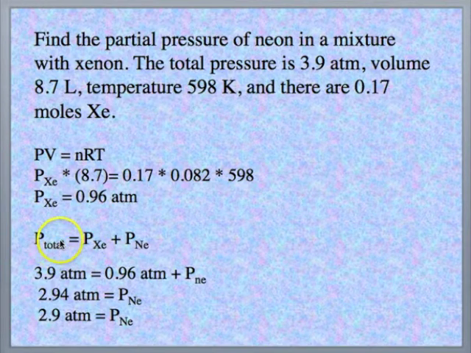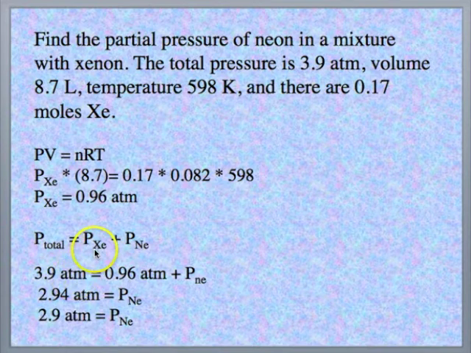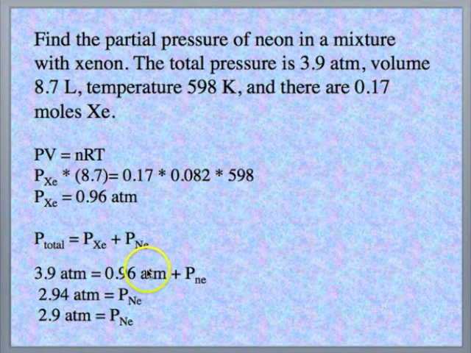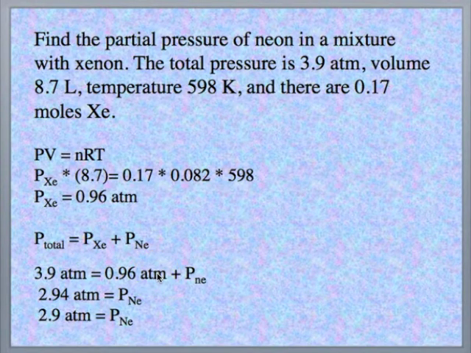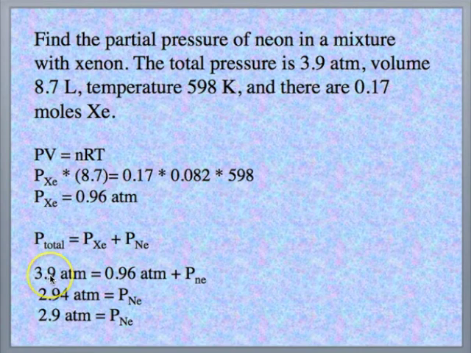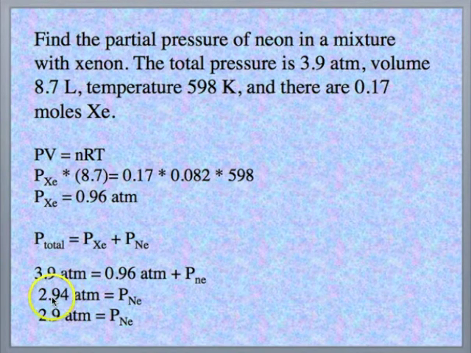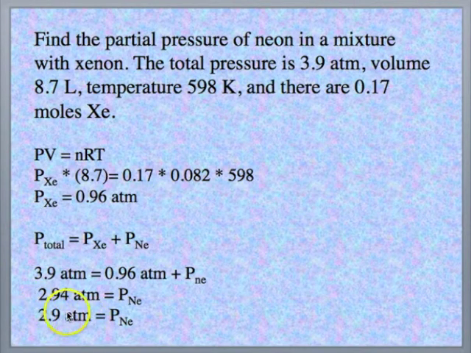So, if the total pressure is 3.9 atmospheres, and the pressure of the xenon we just calculated is 0.96 atmospheres, then we subtract the 0.96 from the 3.9 atmospheres total, and we get 2.9 atmospheres, corrected for sig figs, as the partial pressure of the neon.